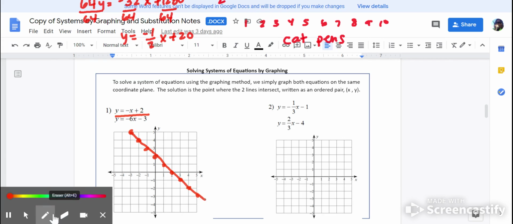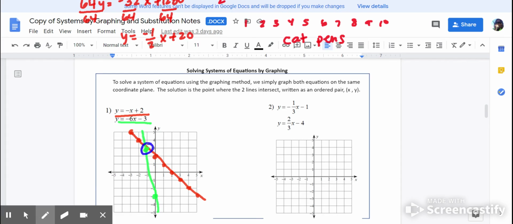And then I'm just going to graph another line as well, which would be the negative 6x minus 3. So my y-intercept is negative 3. My slope of negative 6, let's go up 6, 1, 2, 3, 4, 5, 6, and then to the left 1. And I can already see where my intersection point here will be, because those points overlap. So what I'm looking for is this point right here. That's our intersection. And that point is negative 1, 3.